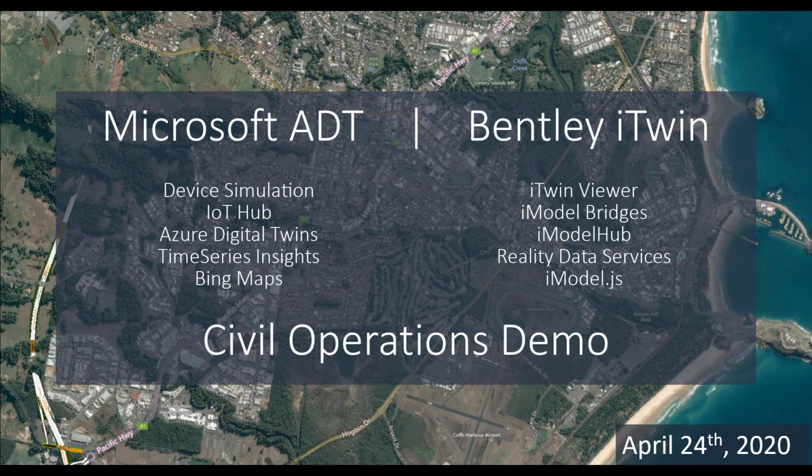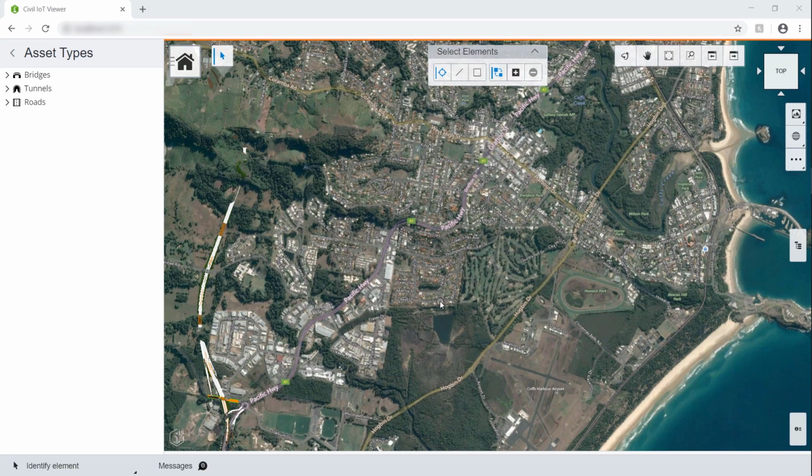And this is a web app that allows us to view a roadway in Australia. It's called the Coffs Harbour Roadway, which is outside the town of Coffs Harbour. It's a 25-kilometer roadway, and we're going to hook it up to the Internet of Things and view live data of all the assets throughout that road. All right, let's take a look at our web app.